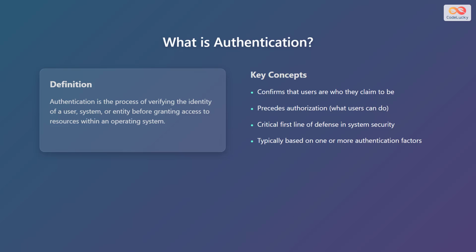Let's look at some key concepts. First, authentication confirms that users are who they claim to be. Second, it precedes authorization, which determines what users can do once they're in the system. Third, authentication is a critical first line of defense in system security. Lastly, it is typically based on one or more authentication factors, which we'll discuss in the next slide.